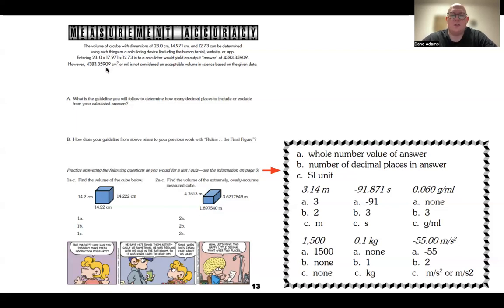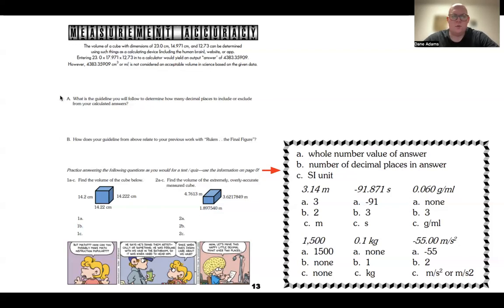And so that's a problem for us because we can't record more decimal places than the numbers that we were using to solve it, because how can we? Even though the calculator gave us some more decimal places than we originally had, that doesn't mean that we, as the measurer or as the person working with these numbers, are actually confident as to what those numbers are. So A says, what is the guideline that you will follow to determine how many decimal places to include or exclude from your calculated answers?